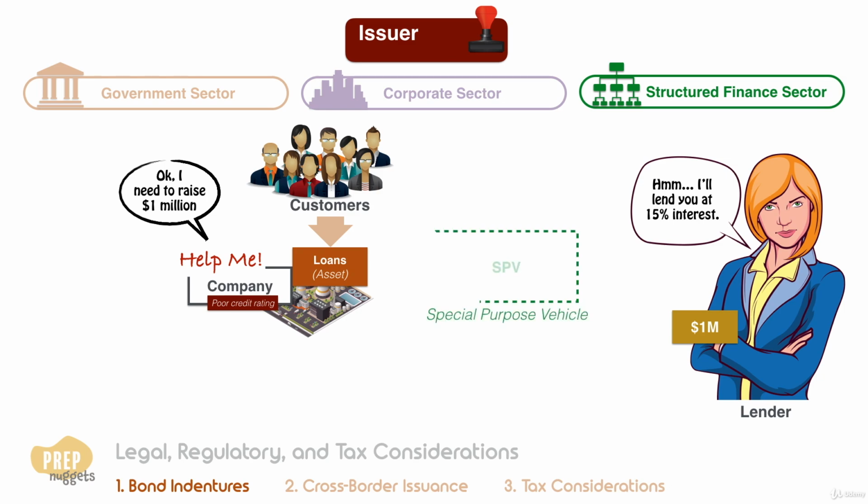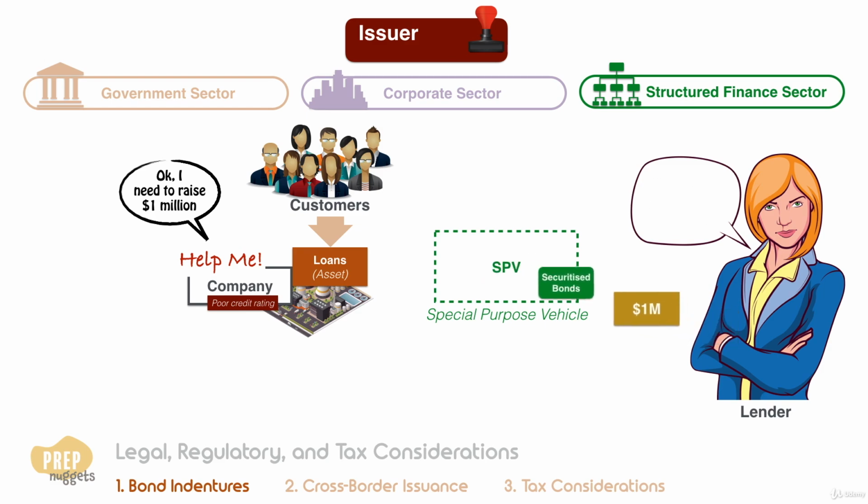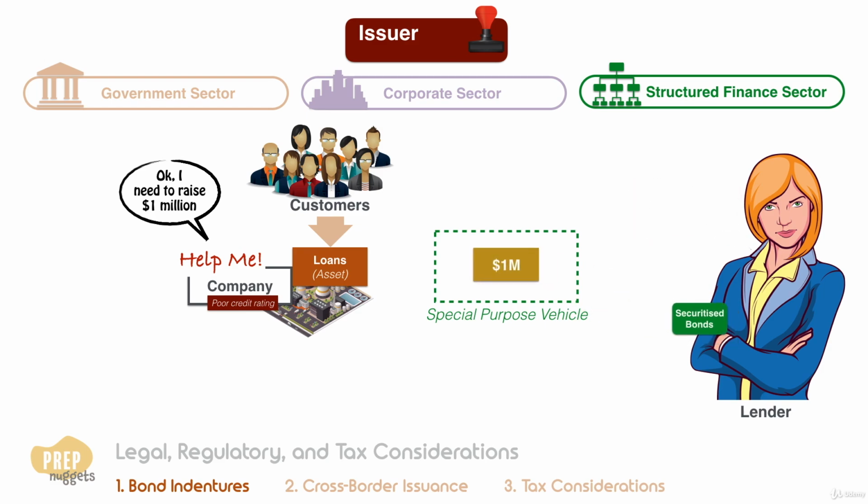HelpMe could set up a special purpose vehicle based on this good quality asset. The SPV issues bonds to investors and uses the cash proceeds to buy the loans. The interest and principal payments on the loans are then used by the SPV to make the interest and principal payments on the bonds.